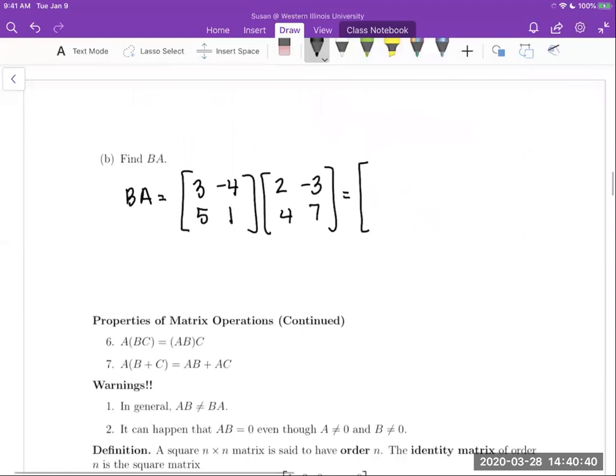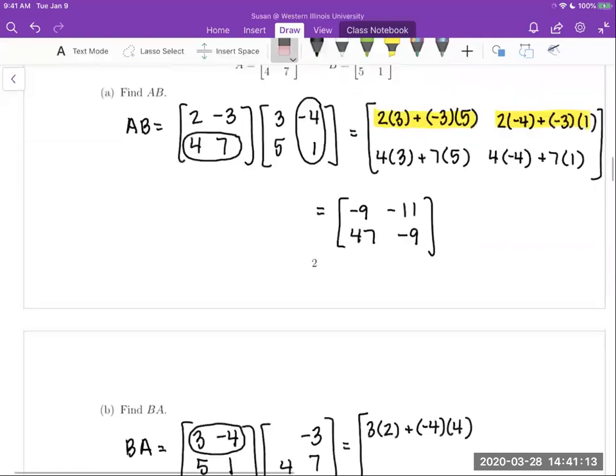So just to keep track, for those of you who are seeing this for the first time, I'll still go ahead and just circle which rows and columns I'm using. Let's do a row here. Row times column. All right. So for our 1,1 entry, we have 3 times 2 plus a -4 times 4. And that's going to be our first entry.